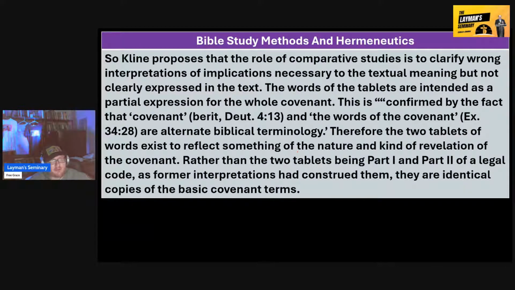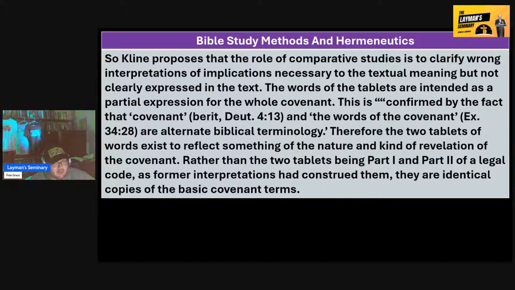So Kline proposes that the role of comparative studies is to clarify wrong interpretations of implications necessary to the textual meaning, but not clearly expressed in the text. The words of the tablets are intended as a partial expression for the whole covenant. This is confirmed by the fact that the covenant, Berith in Deuteronomy 4:13, and the words of the covenant, Exodus 34:28, are alternate biblical terminology. Therefore, the 2 tablets of words exist to reflect something of the nature and kind of revelation of the covenant.